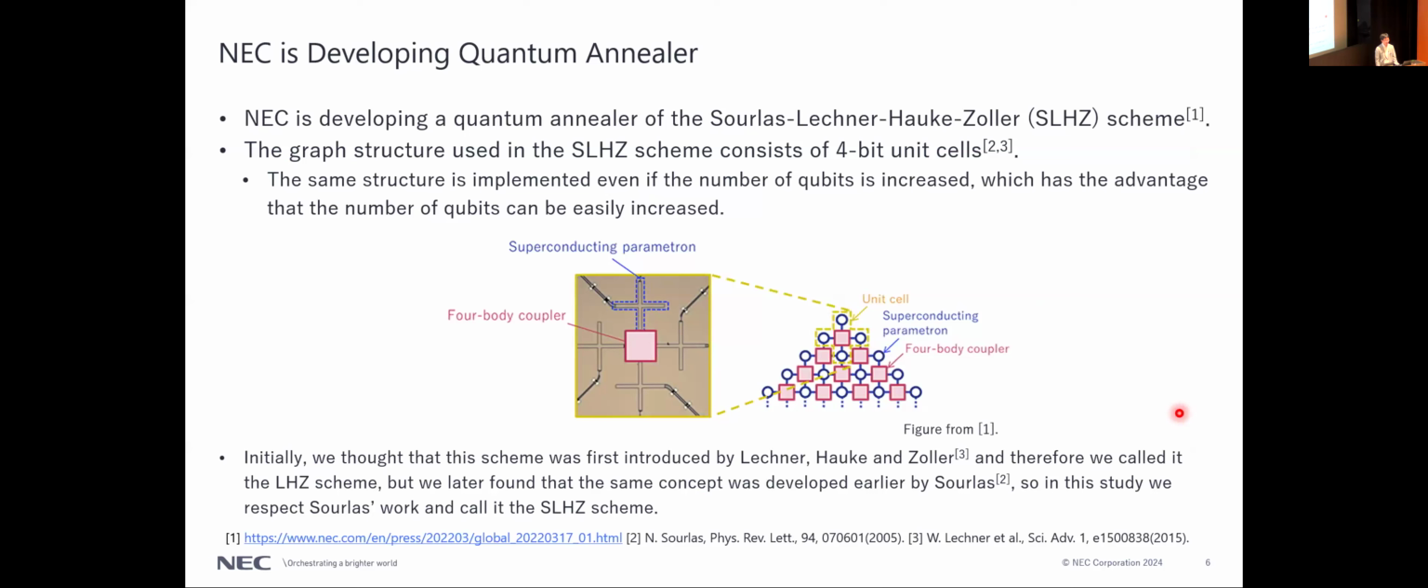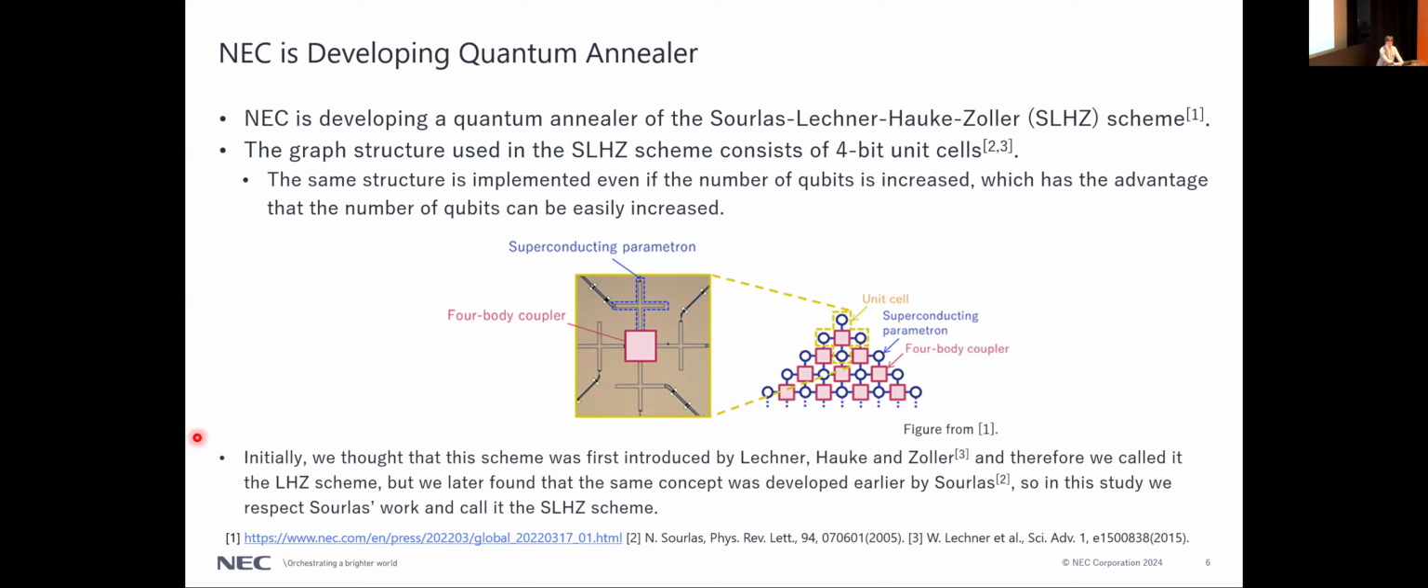The quantum annealers made by D-Wave Systems Inc. are well known, but NEC is also developing a quantum annealer. NEC's quantum annealer is based on the Sourlas-Lechner-Hauke-Zoller scheme. The graph structure used in the SLHZ scheme consists of 4-bit unit cells. The same structure is implemented even if the number of qubits is increased, which has the advantage that the number of qubits can be easily increased.